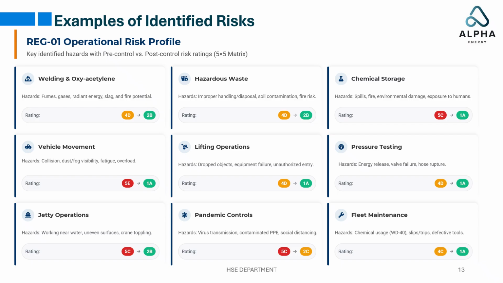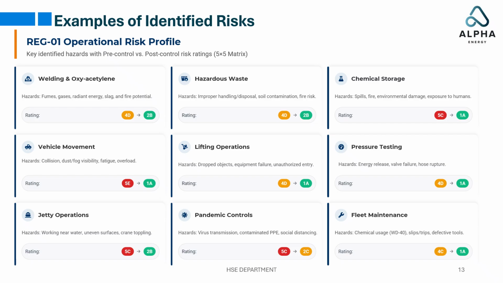Chemical storage presents hazards including spills, fire, environmental damage, and human exposure, with risk reduced from 5C to 1A after controls are applied. Vehicle movement risks include collisions, poor visibility due to dust or fog, driver fatigue, and overloading, with risk lowered from 5E to 1A following safety controls. Lifting operations involve hazards such as dropped objects, equipment failure, and unauthorized entry, with risk reduced from 4D to 1A. Pressure testing hazards include energy release, valve failure, and hose rupture, also reduced from 4D to 1A.